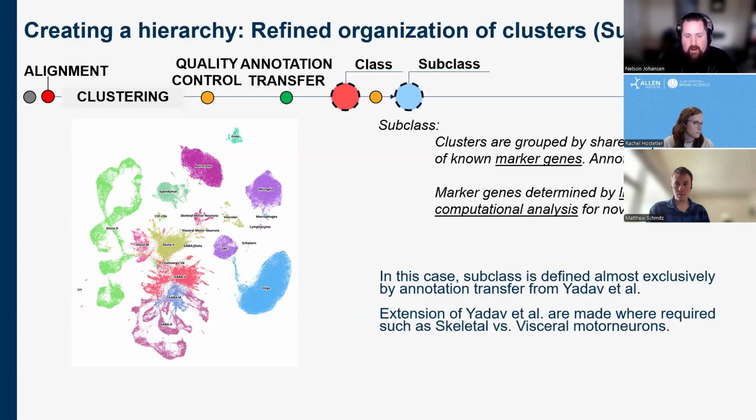But it turned out in our case that Yadav et al. had not totally described the motor neuron landscape. So we had to extend those annotations to include both skeletal and visceral motor neuron labels, again using marker genes from literature to distinguish those subpopulations of motor neurons of the spinal cord. So your references only get you so far, and you have to know what types are missing that you're interested in uncovering.